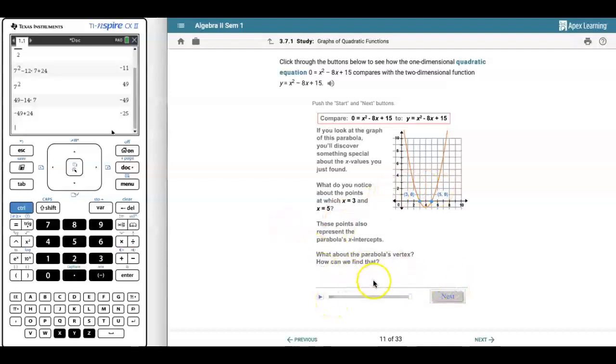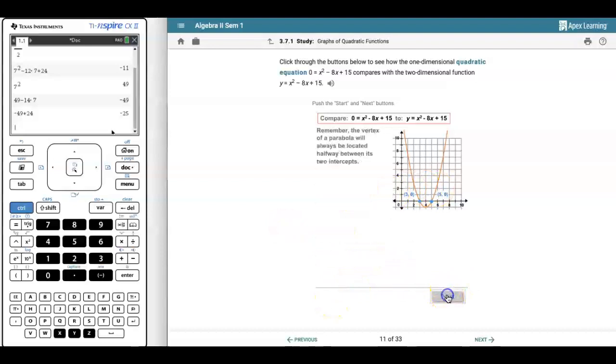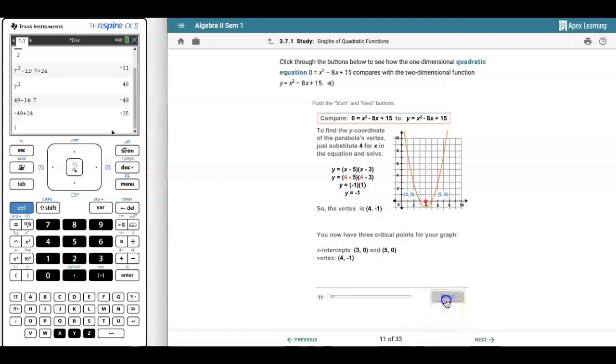And again, as we found out, to find the parabola's vertex, we find the halfway point between the two x values, which is 4. Then we plug in 4 into our original equation to calculate the y value. So we can then find our vertex as 4, -1. And if we have those 3 critical points, we can pretty much estimate the rest of the general shape of our graph there.